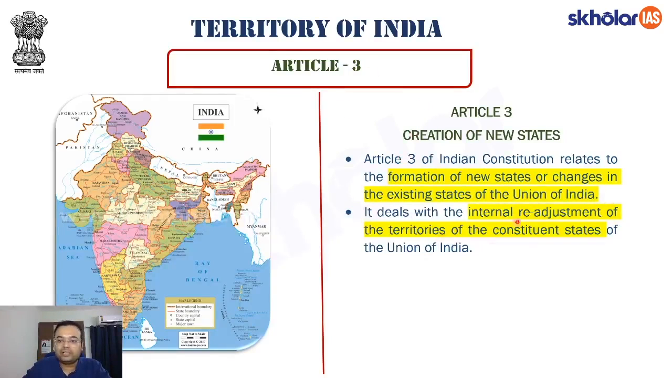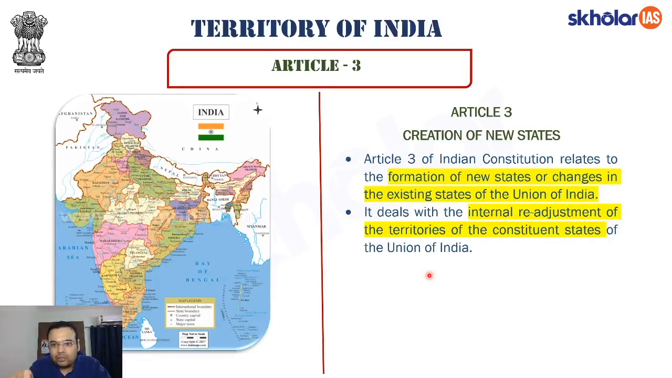It is dealing with internal readjustment of the territories and constituent states of the Union of India. So let me just explain it to you. We have spoken about Article 1. It essentially talks about Bharat, that is India. Then we have Article 2. It speaks about the way in which India will be able to acquire territory which was so far not part of India. We talked about some examples like Goa, Puducherry, and so on and so forth.